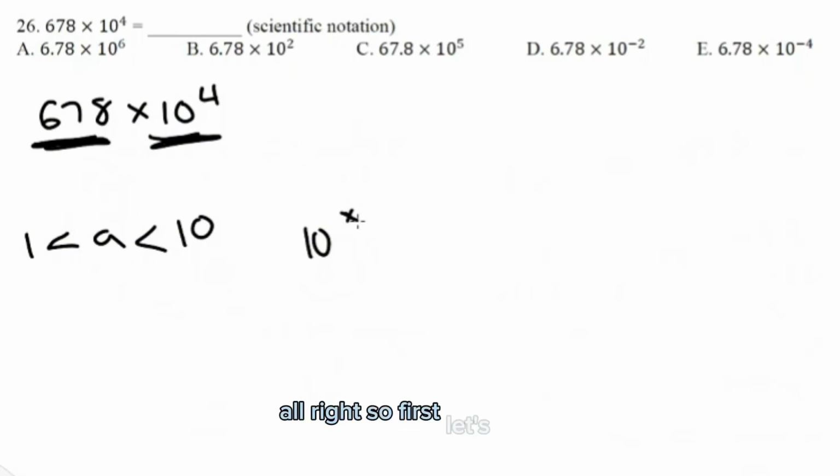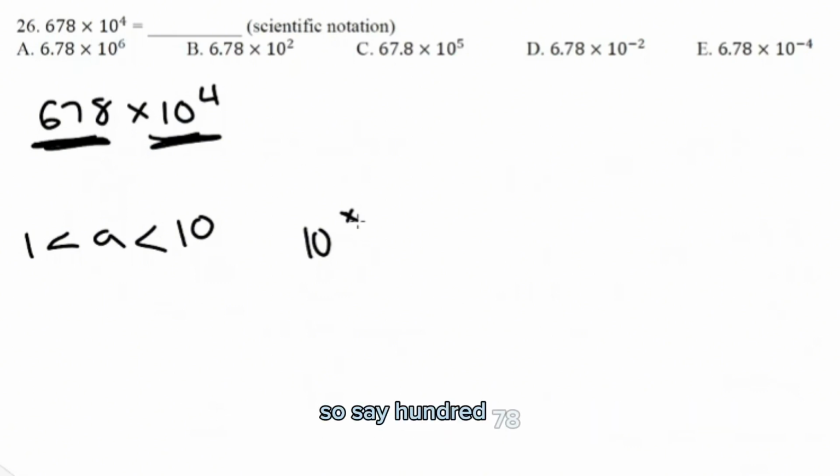Alright, so first, let's check. Does 678 meet the requirements of a? No, it does not, so we have to change this. Next, does it meet the requirements of 10 to the power of x? It does. Alright, but we still need to change it, because if we need to change one part, we need to change both parts. So let's do that.